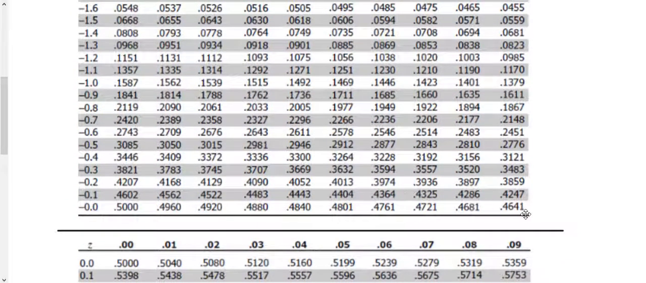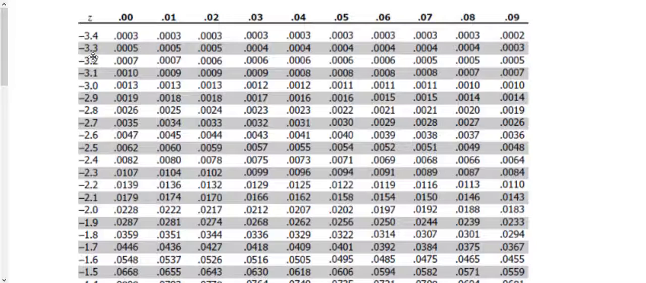So for instance, a z-score of exactly 0, well, that's where the mean is. That means 50% of the data is to the left. Here we have 49.6% of the data, 49.2% of the data, at a z-score of negative 0.00, negative 0.01, negative 0.02, and so on. That's these values that we have at the very top.